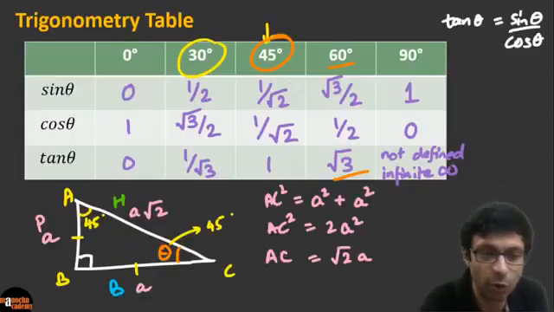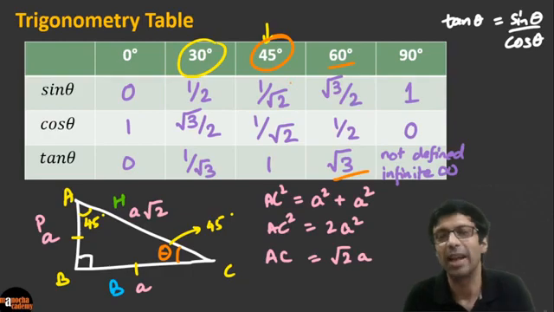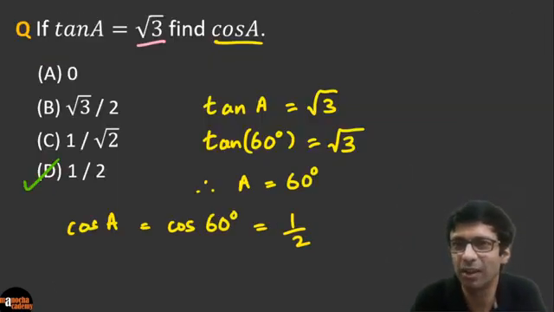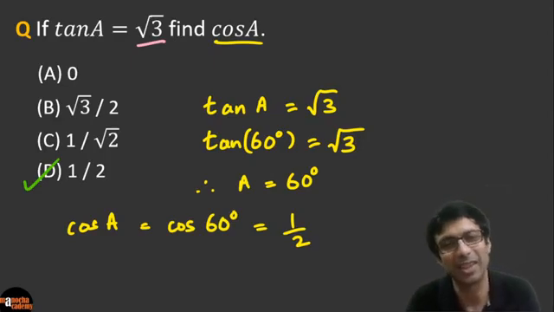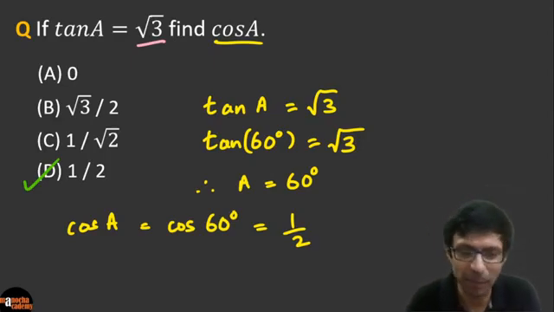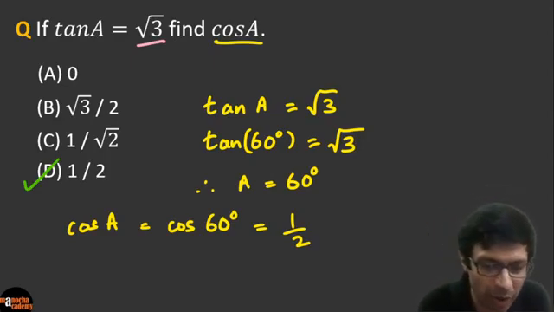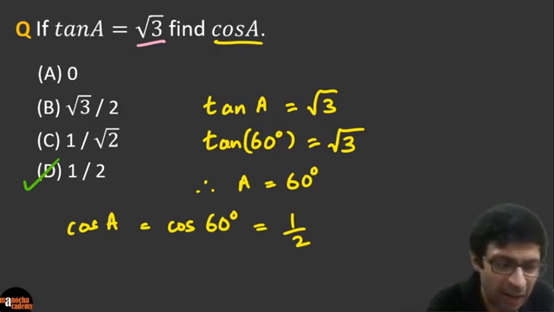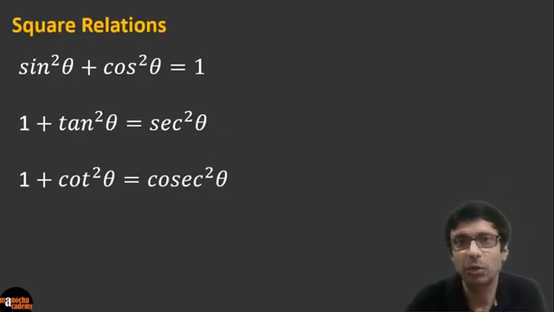But now, since we know this fancy table, we can actually apply it here, because we recognize that tan A is root 3, that means A is the standard value, 60. And we applied it and we quickly found out what is cos A. Right, guys? Is that pretty simple? And there are some square relations also. So trigonometry has some square relations.